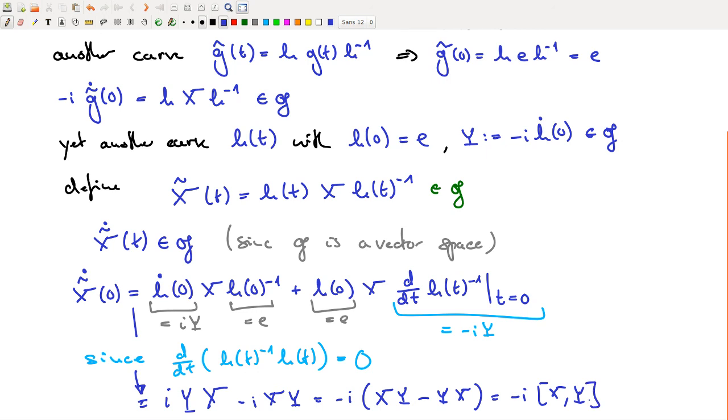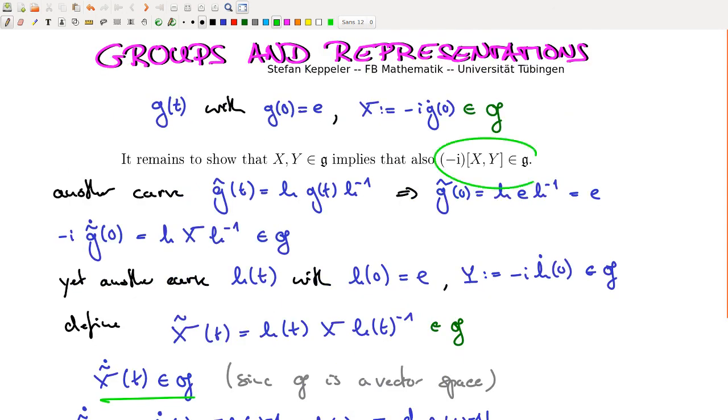But we know that this thing is in the Lie algebra, and that's actually what we wanted to show here.